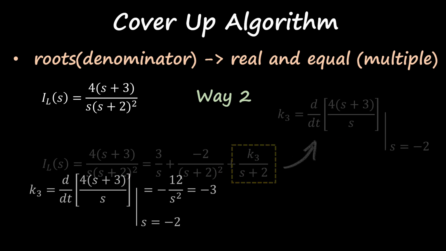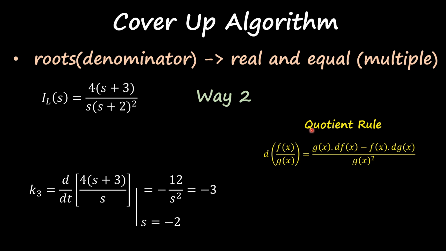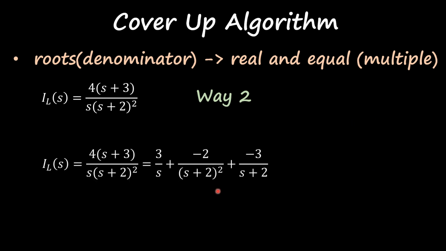It's important to go over this derivative really quickly so we understand how it's done in this particular case. It's done using the quotient rule, where we take g of s, the denominator, times the derivative of the numerator, minus the numerator times the derivative of the denominator, with the denominator squared on the bottom. If you do that, you get minus 3 for your k3, and you substitute that back and you get exactly the same answer as way 1.